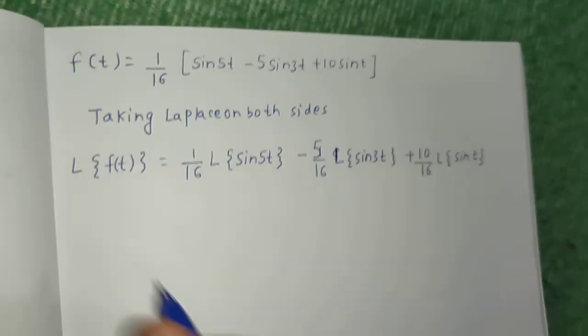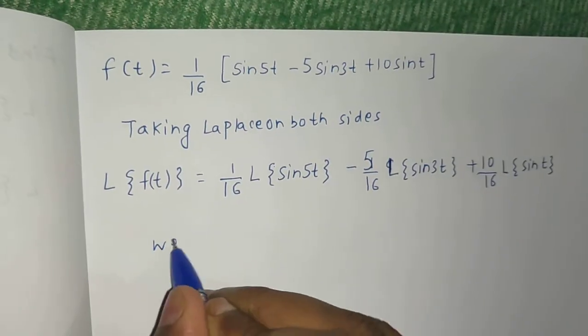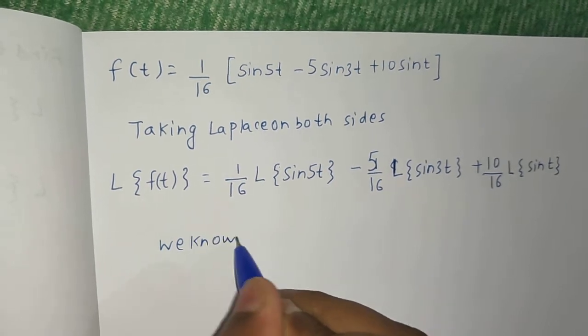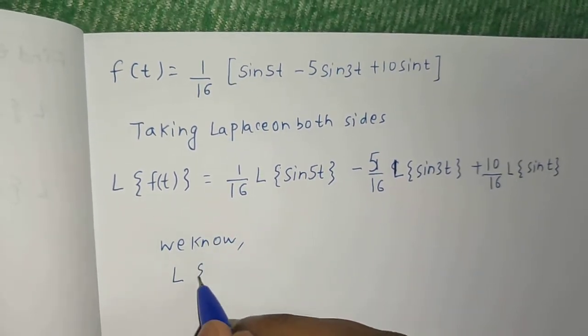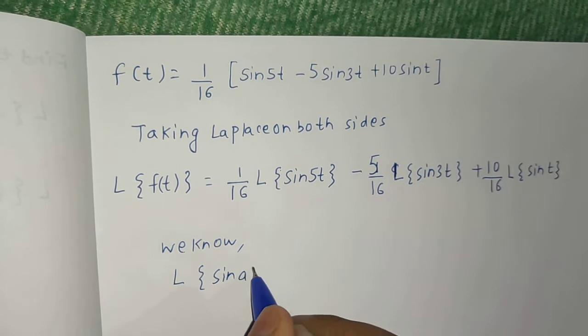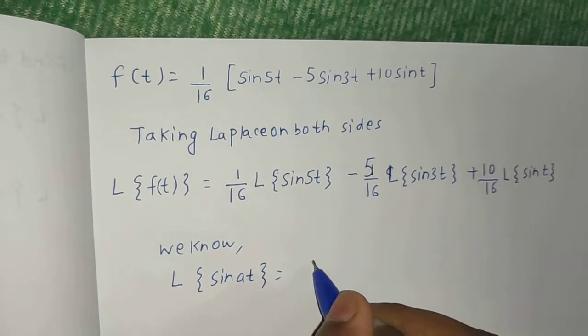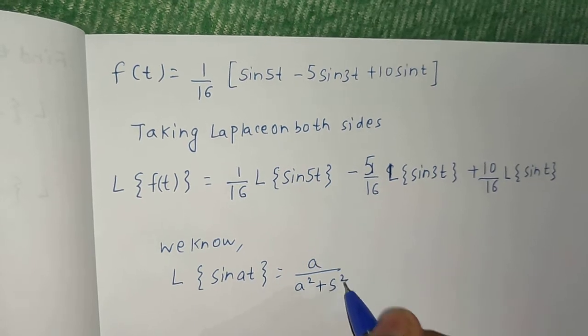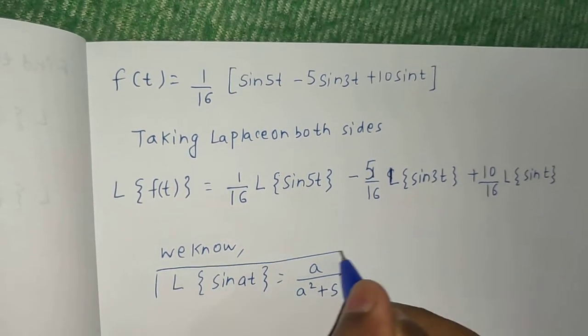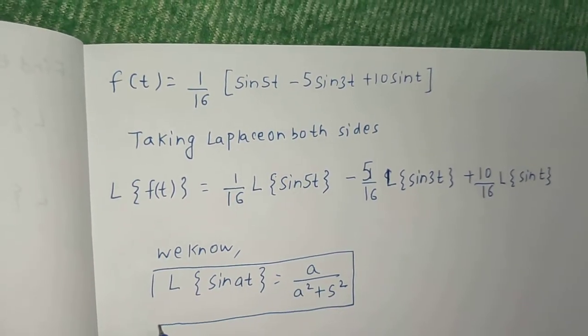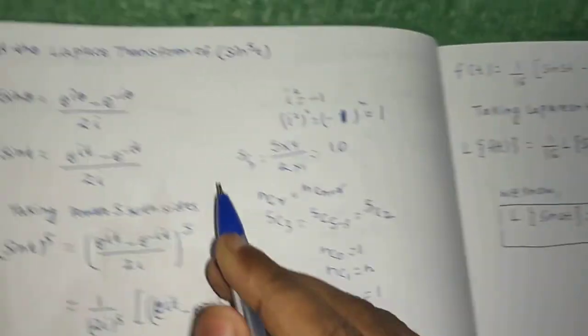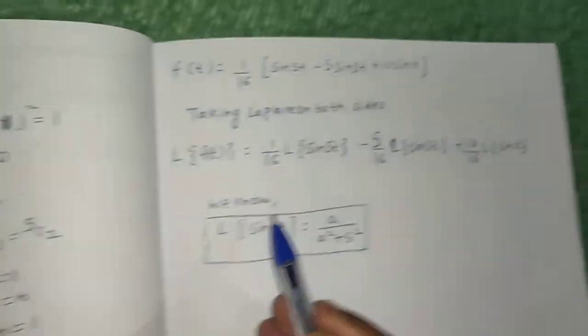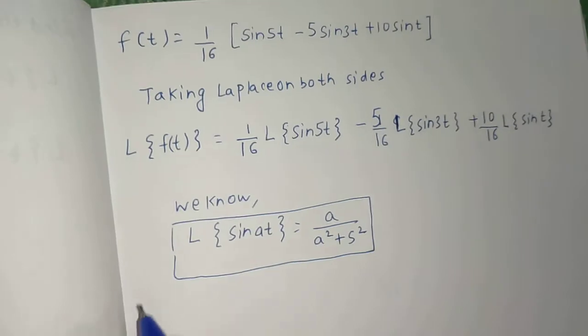Fine. Now we already know one formula, that Laplace of sin at is simply a divided by a square plus s square. So this is an important formula which we are going to use. I just told in the beginning that we reduce this to this. So we have already done that.